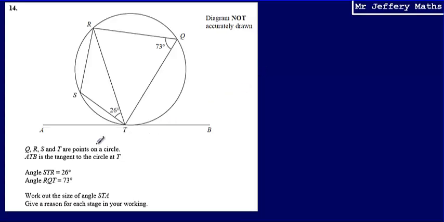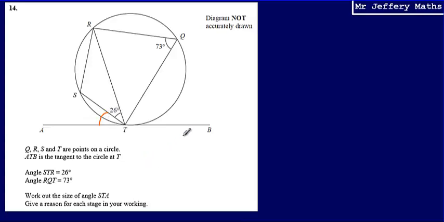This is question 14. Here we're told that Q, R, S and T are points on a circle. We're told that ATP is the tangent to the circle at T. We're told that angle STR is 26, we can see that there, and angle RQT is equal to 73. We're asked to work out the size of the angle STA. So STA, we're being asked to figure out the size of that angle there.